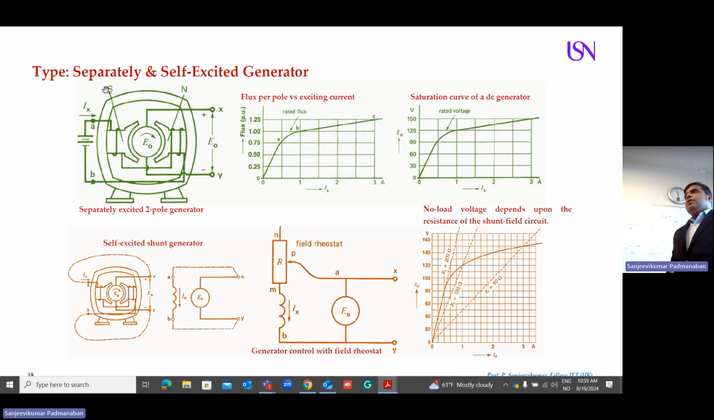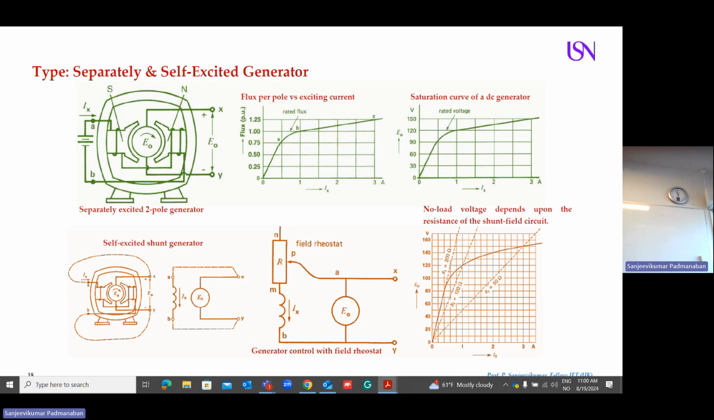Then I am going to the classification of DC machines. I already gave you this in the beginning of my presentation. I explained that DC machines are classified into two types: separately excited and self-excited. I want to give it to you in a very simple format so that you can easily have an idea of this classification. What is self-excited? What is separately excited?